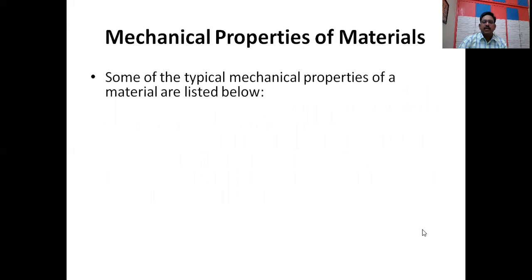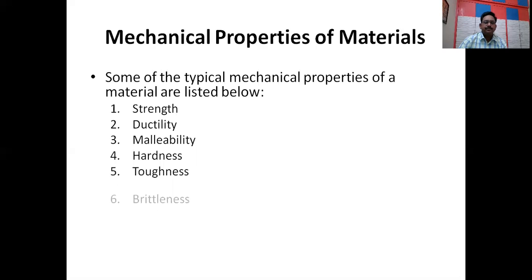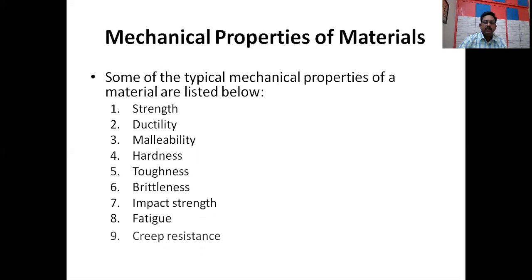Some of the typical mechanical properties of engineering materials are listed below: strength, ductility, malleability, hardness, toughness, brittleness, impact strength, fatigue, creep resistance, resilience. There are other mechanical properties too, but these are the typical, important ones. So we will try to know what exactly these are, and we'll go one by one.